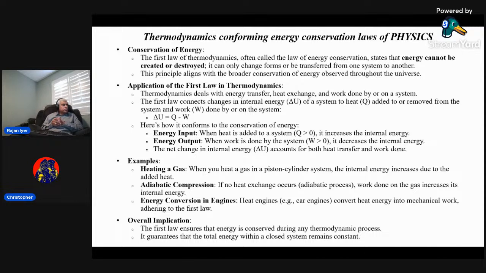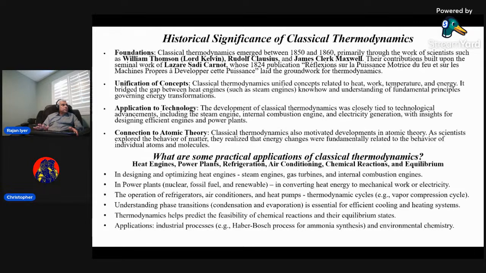So the overall implication is that the first law ensures energy is conserved during any thermodynamic process. It guarantees the total energy within the closed system remains constant. So that's very important information for us to figure out what's going on, the mechanism, or what's going on inside any system, or to develop or design systems.